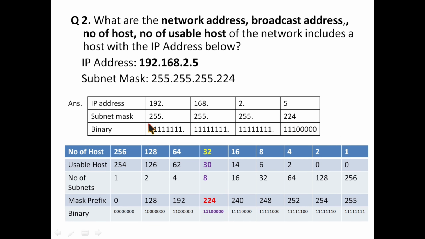Now we have to convert this subnet mask into binary. 255 means 1 eight times. If we convert 224 from decimal into binary, it will be like this. If you can calculate like this, it is better. If you don't want to calculate, then memorize this table. So for 224, the binary will be this number, so we will write this number here.